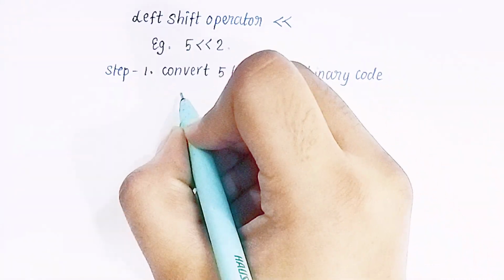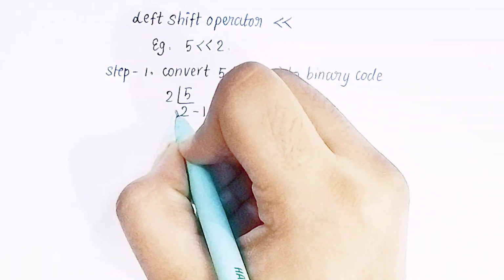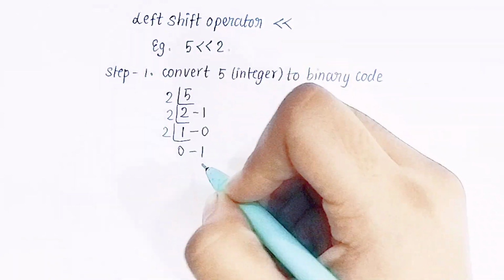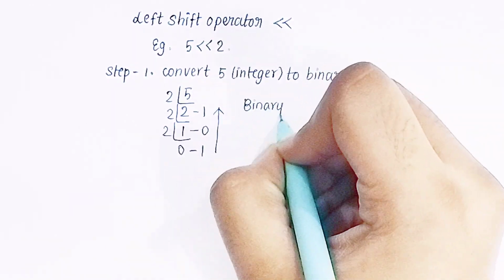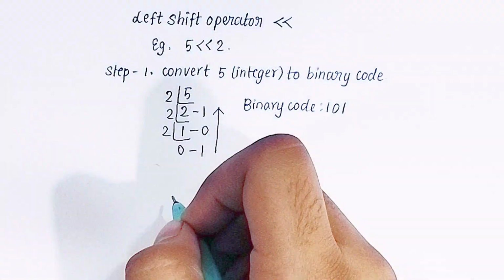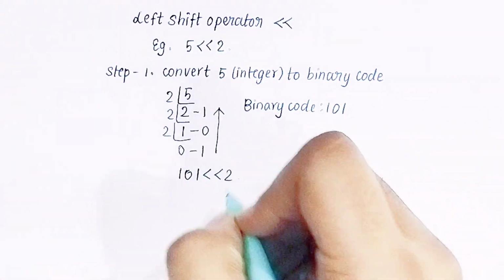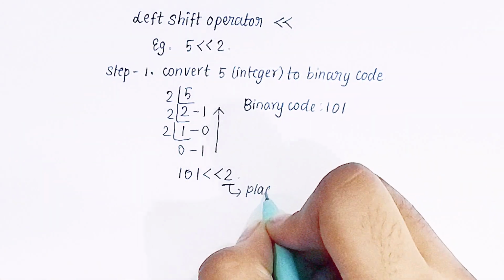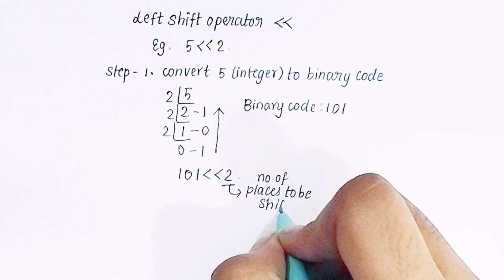If you don't know, let me explain. You just simply need to divide by 2, so you get remainders like 1, 0, 1. The values of the remainders from bottom to top are written as our binary code. Now 1, 0, 1 is left shifted by 2, where the number 2 represents the number of places the binary code should be shifted.